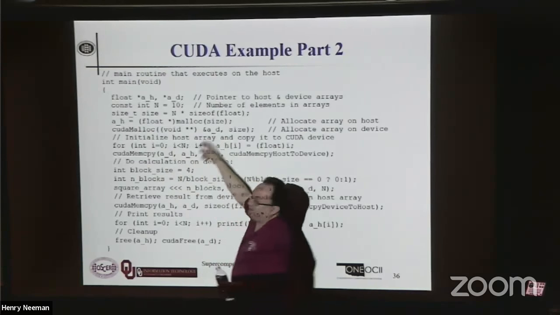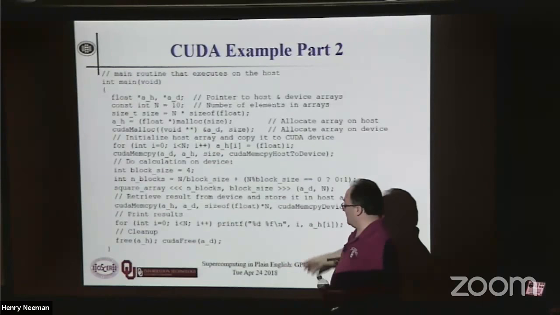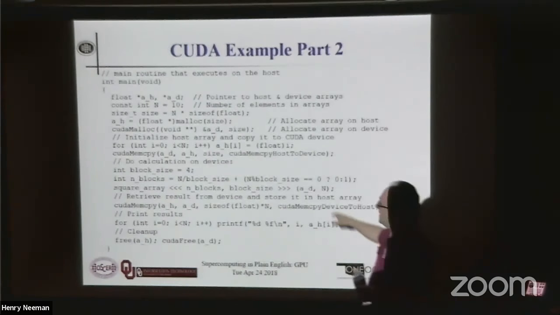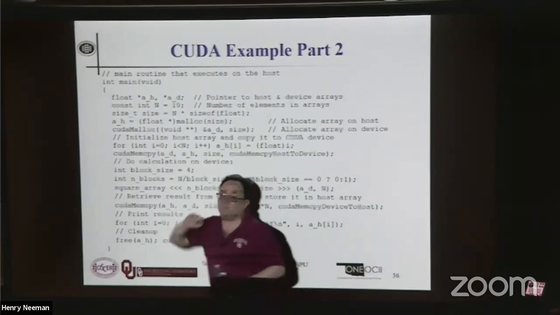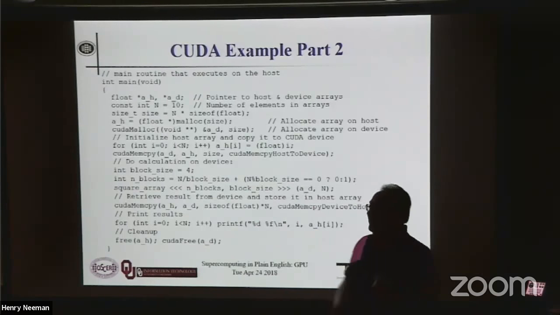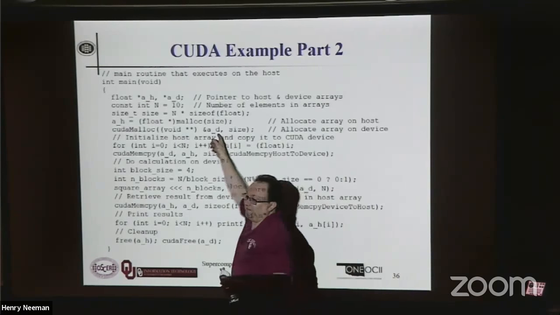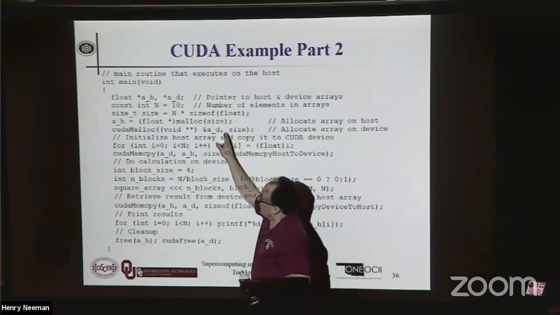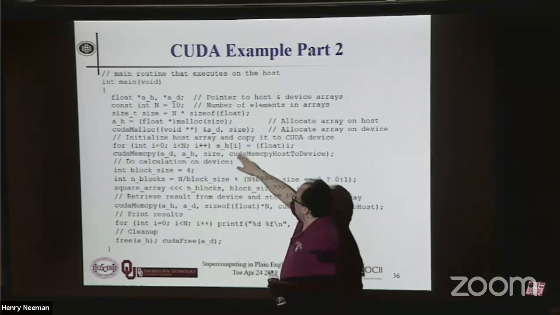So the H and the D here, by the way, I just copied and pasted this from a wonderful web page somewhere. I think I have the URL there. Okay, so the H means host. Host is the server that hosts the card. And then D is device, the card itself. So allocate the array in both places, right?